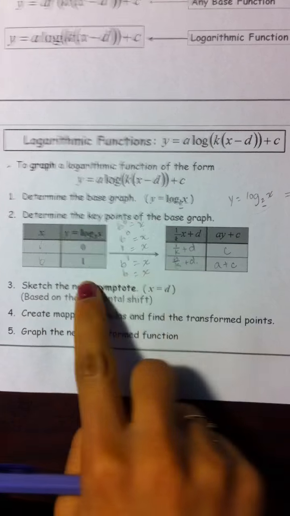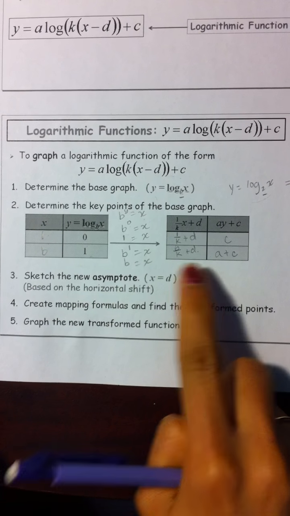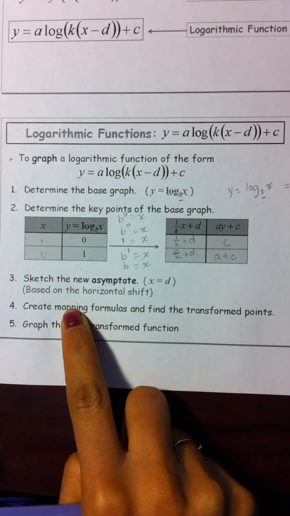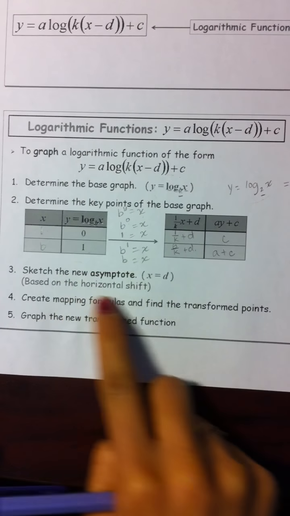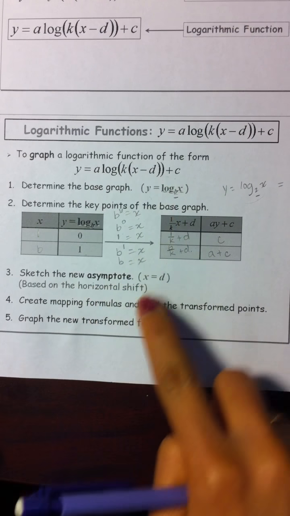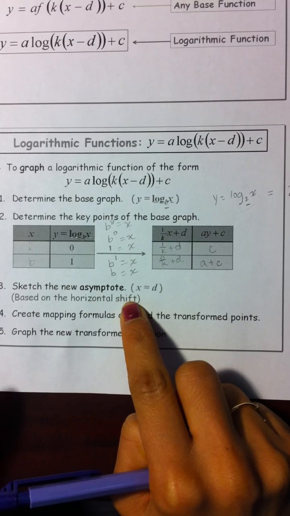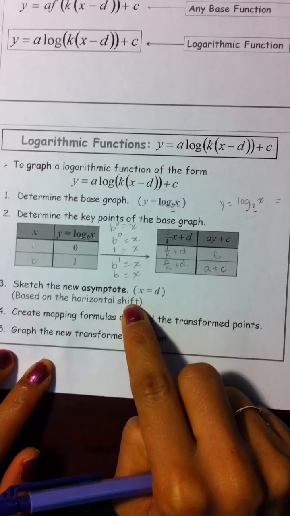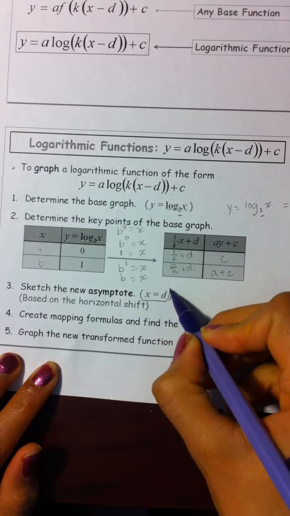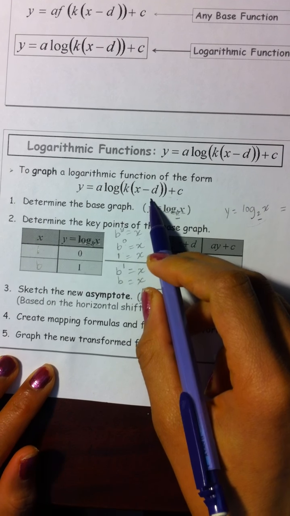Alright, so once we have our transformed key points, we are then going to figure out what our asymptote is, our new asymptote. I like to do this in the beginning, but it doesn't matter in which order you do this, but it's a good idea to keep in mind what your new asymptote is going to be, and it's always going to be whatever the value for d is, your horizontal shift.